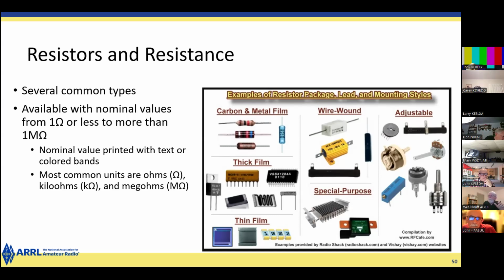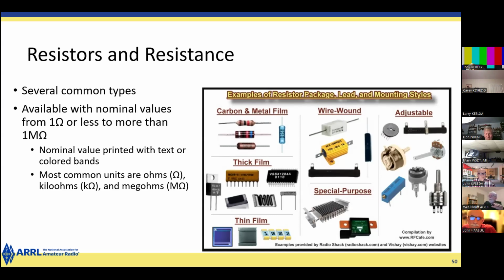Wire wound resistors, on the other hand, use resistive wire. They have tungsten or nichrome wire in them, and those are designed so that they can dissipate a lot of power.